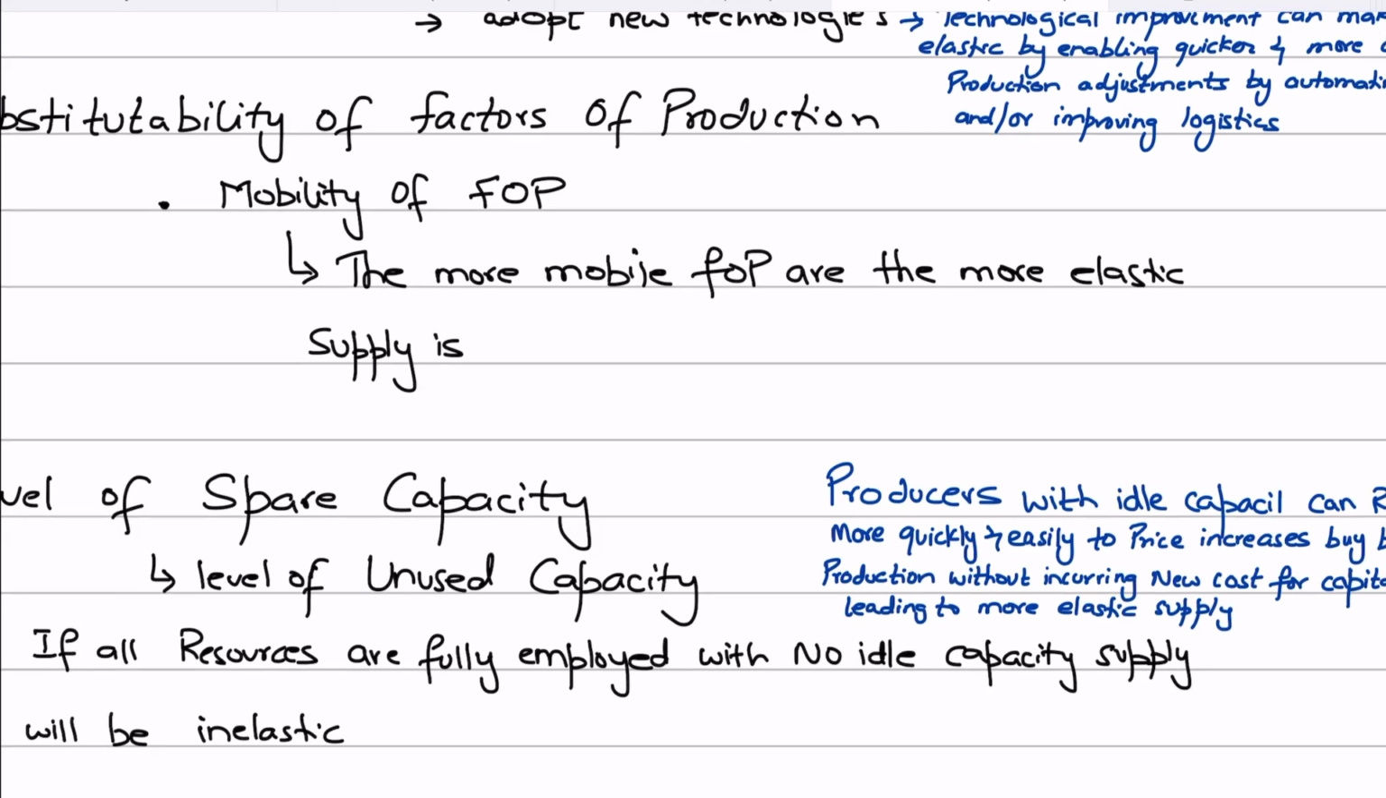So guys, what we conclude is that the more easily and quickly resources, or factors of production, could be shifted out of, let's say, one line of production into another, or in other words, they're more substitutable, then the greater would be the responsiveness of quantity supplied to changes in prices, right?